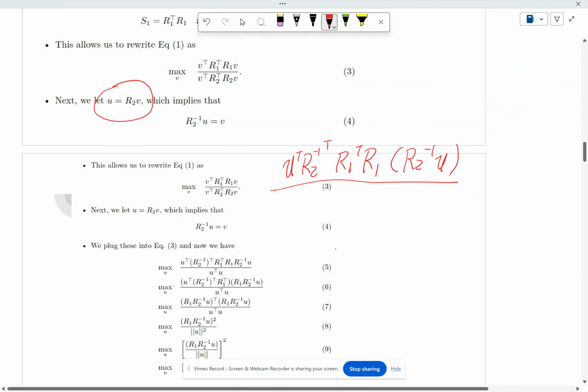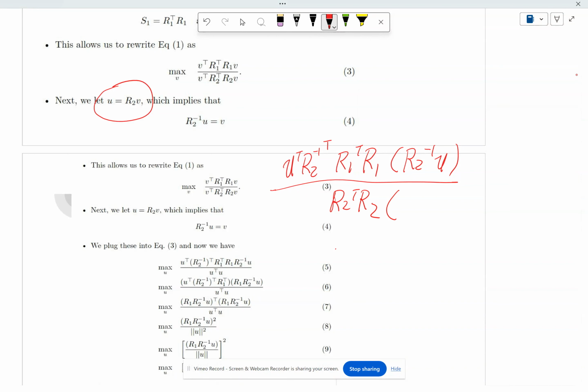All right, and now let's do the denominator, R2 transpose R2, and what is V? It is R2 inverse U, then U transpose R2 inverse transpose. So R2 and R2 inverse cancel each other out, and this one is R2 transpose inverse, that cancels out as well, resulting in U transpose U. So that's how I got this part.